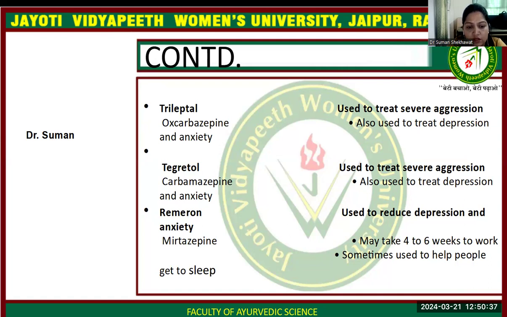Carbamazepine used to treat severe aggression, also used to treat depression and anxiety. Remeron, mirtazapine, used to reduce depression and anxiety, may take 4 to 6 weeks to work and sometimes used to help people get to sleep.